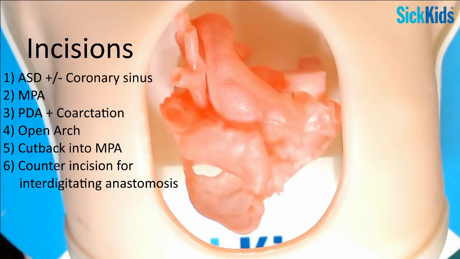On the left-hand column up there, you can see what your cuts are. You're going to ASD, plus or minus cutting back the coronary sinus. I almost always cut back the coronary sinus some to make sure that the ASD is large enough. Then you cut the MPA. The PDA is ligated when you go on, but you cut that out along with the coarctation. Open the arch, cut back on the pulmonary artery, and then make a counterincision for your interdigitating anastomosis.